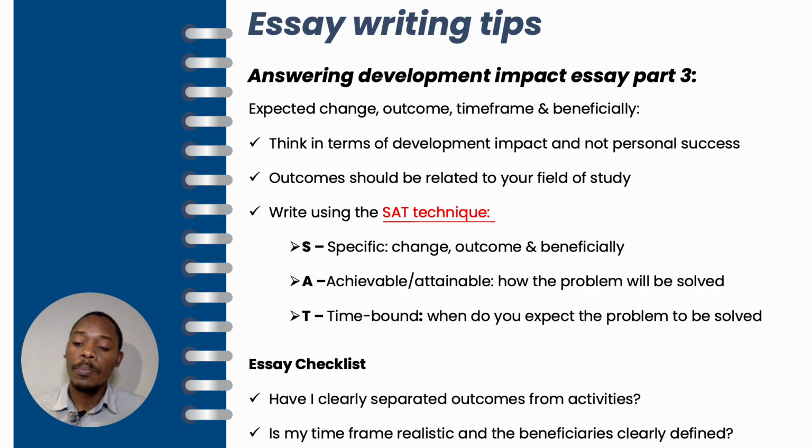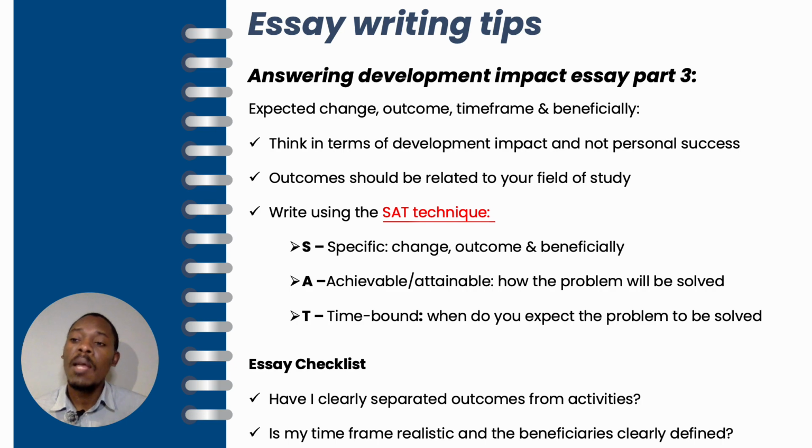So you should be able to demonstrate that you've clearly separated the outcome and the activities that you are going to do. The other thing that you need to ask yourself is, have you clearly given the time frame? Are you realistic within the time frame? You're not going to say that after completing your master's, you implement your skills and you're going to end hunger within 2 years. That is unrealistic. So you should be able to demonstrate that you are realistic, and also the beneficiary.